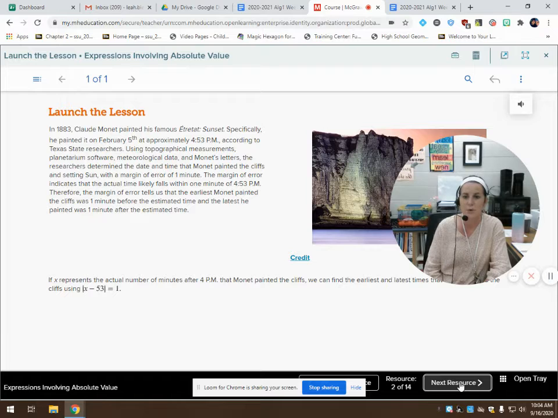But Monet painted the cliffs and setting sun with a margin of error of 1 minute. The margin of error indicates that the actual time likely falls within 1 minute of 4:53. Therefore, the margin of error tells us that the earliest Monet painted the cliffs was 1 minute before, or at the latest 1 minute after that 4:53 time period.